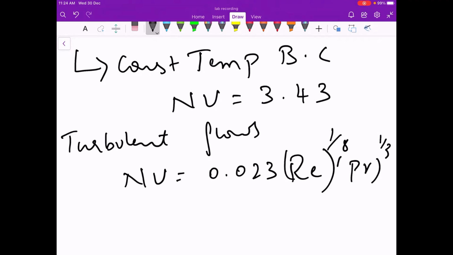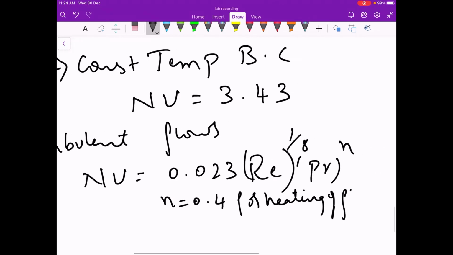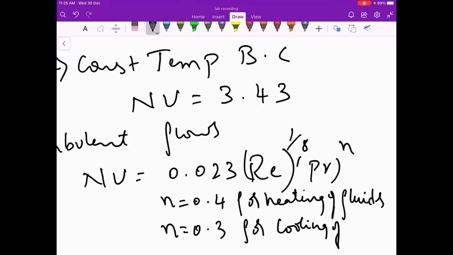Now, Prandtl number to the power of n will come. Sorry, I'll just try to make a correction here. Prandtl number to the power of n will come, where n is equal to 0.4 for heating of fluids, and n equal to 0.3 for cooling of fluids.